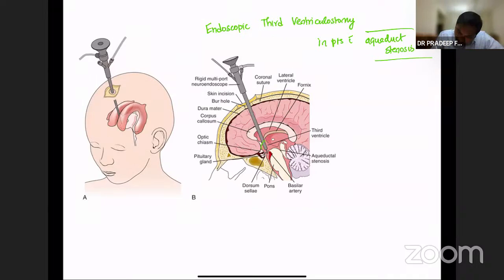So this is the third ventricle area. This is the CSF area. You can directly make a hole between the third ventricle and the CSF. This is called endoscopic third ventriculostomy.